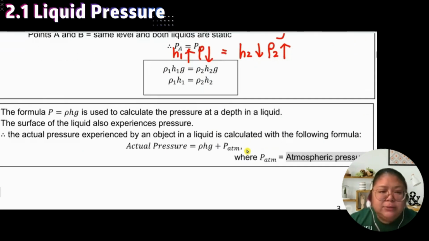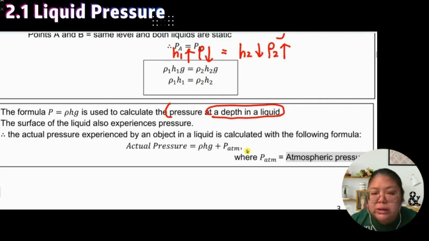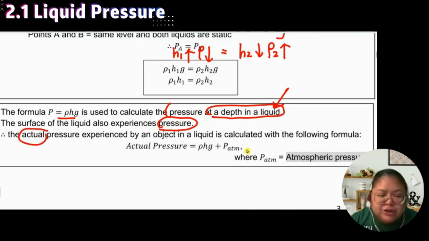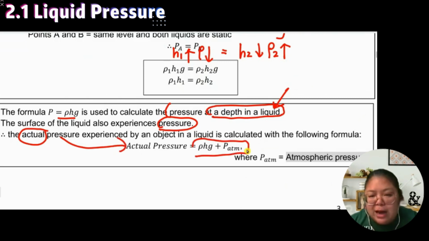Okay, let's see this one. The formula P equals H rho G is used to find the pressure at the depth of the liquid. Only liquid, not related to atmospheric when they just mention H rho G. The surface of the liquid also experiences the pressure. So if the question says the actual pressure experienced by the object, actual pressure, so actual means you need to add atmospheric 再加 liquid. 除非它只是讲 what is the liquid pressure, then you use this one. Okay, if the question says actual pressure, then you need to get atmospheric plus your H rho G. That one is the actual pressure.